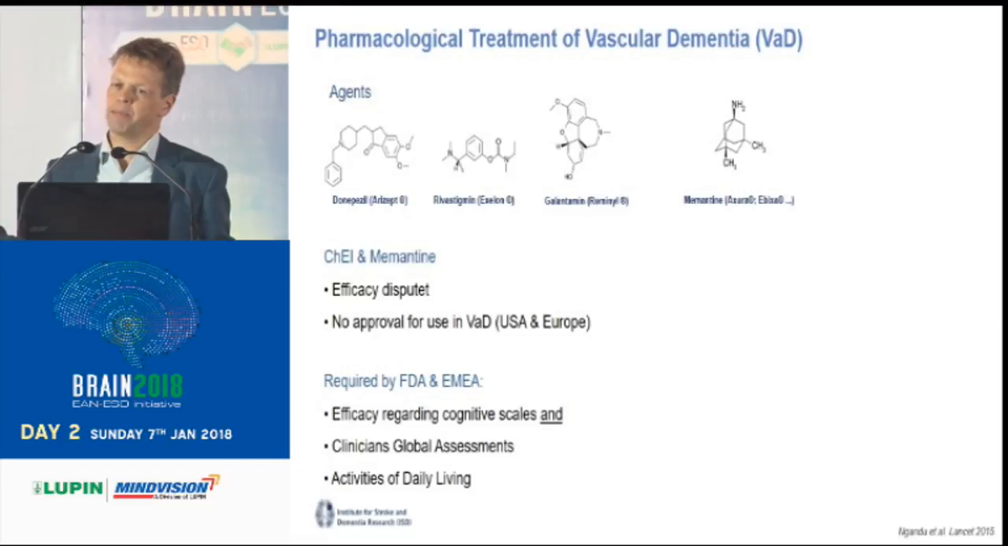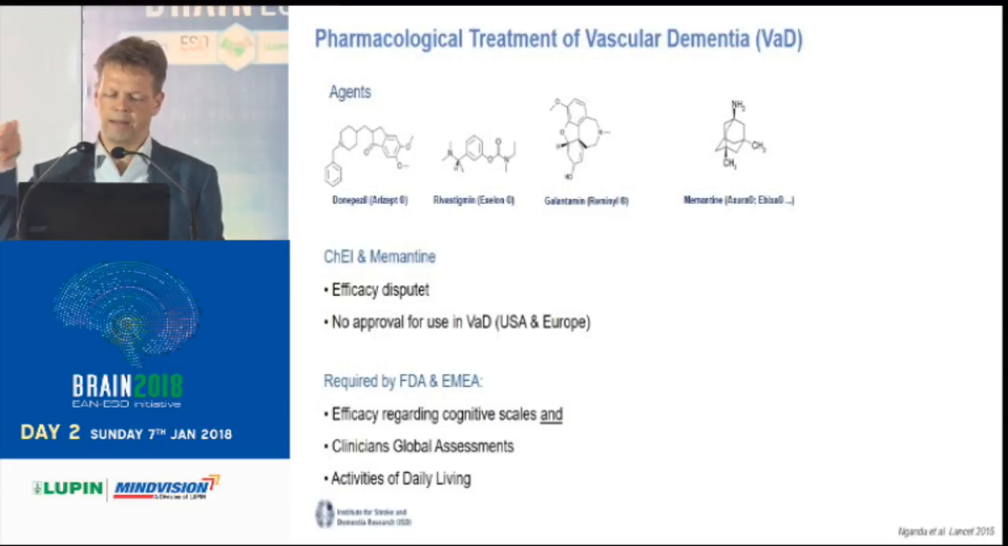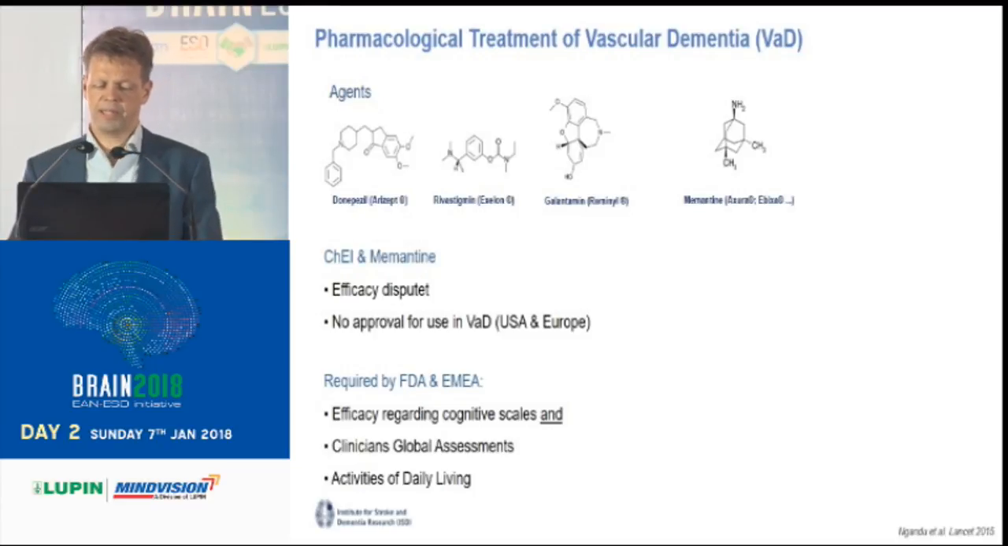Donepezil has been approved, I think, in New Zealand and in Far Asia. Memantine has been approved in South America. But the reason the FDA didn't approve these drugs for treatment of vascular dementia is because they require efficacy regarding cognitive scales plus efficacy regarding clinical global assessments. And this is where the problem is.